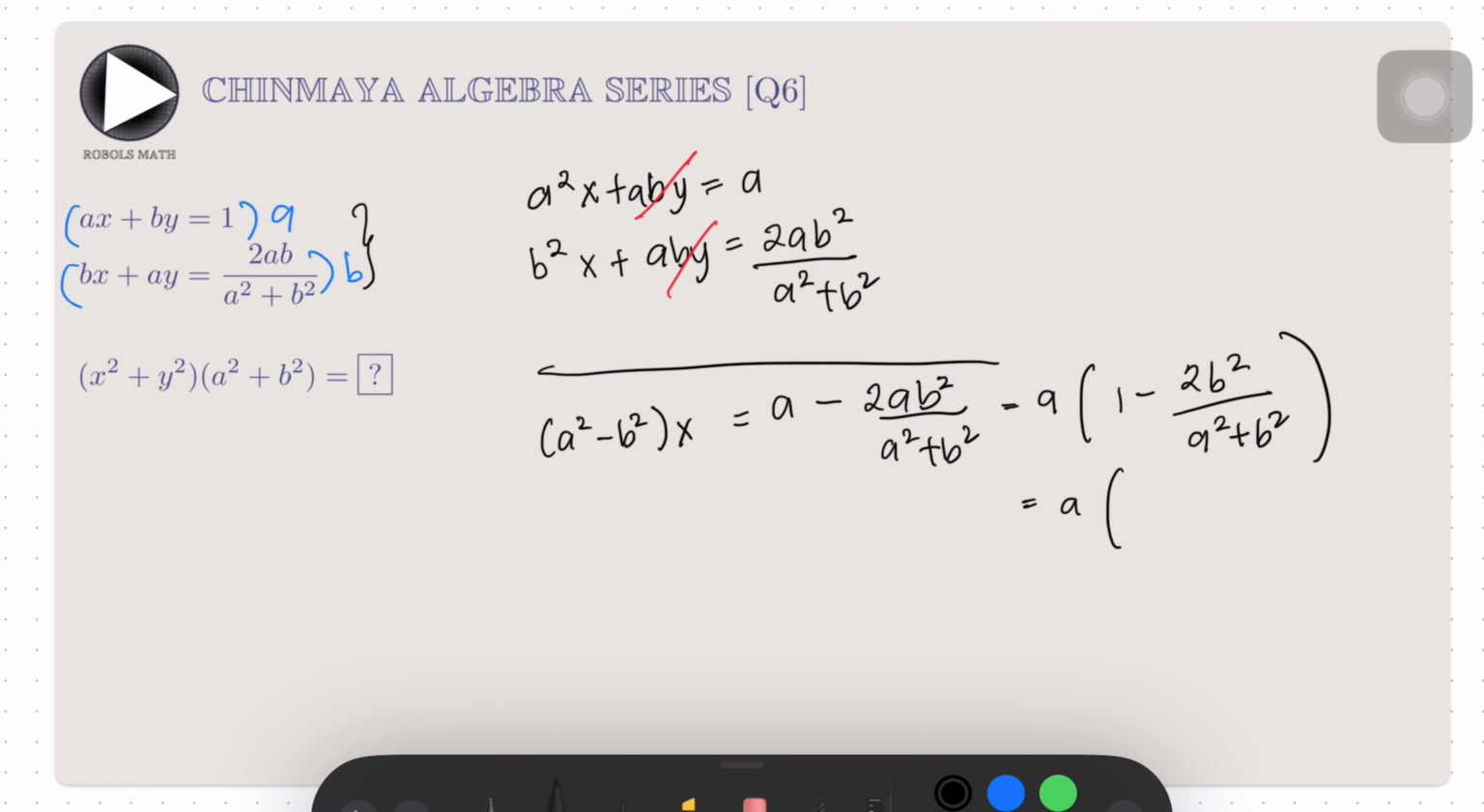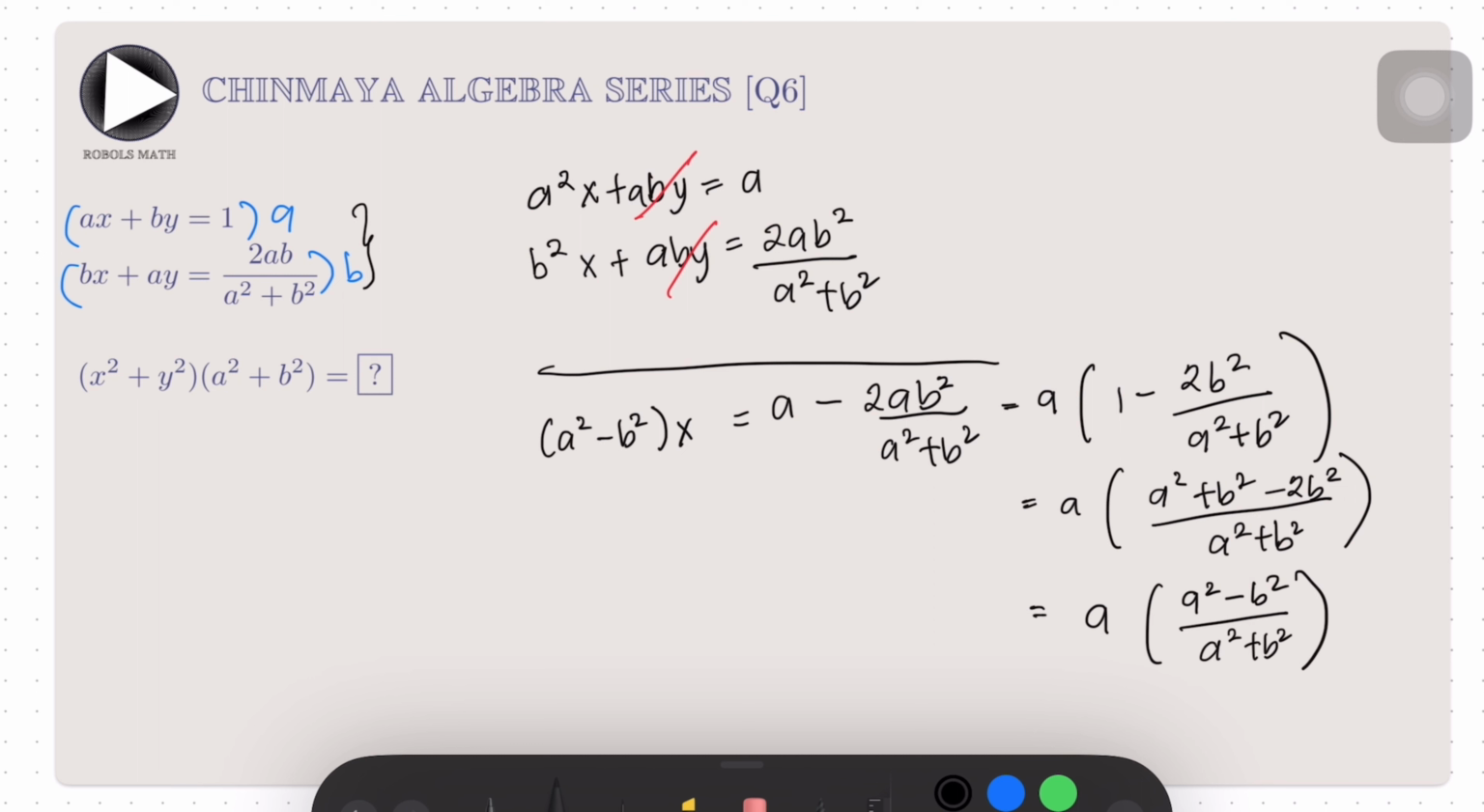And then simplifying it further by using the least common denominator, we get a squared plus b squared minus 2b squared over a squared plus b squared. And then simplifying it further, we get a squared minus b squared over a squared plus b squared. Now the left side here is a squared minus b squared times x. To solve for x, we just divide both sides by a squared minus b squared, assuming that a squared is not equal to b squared.